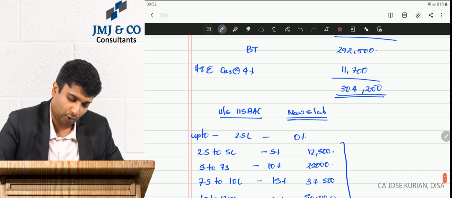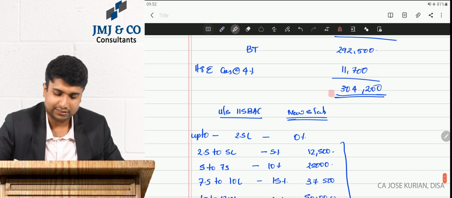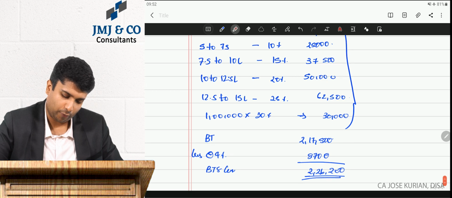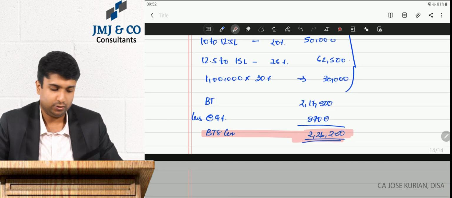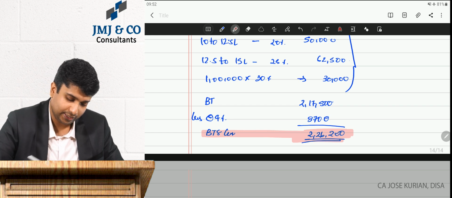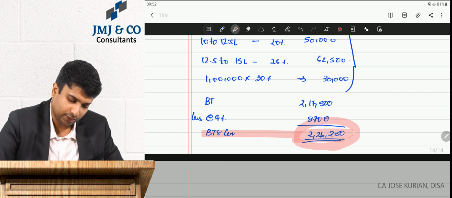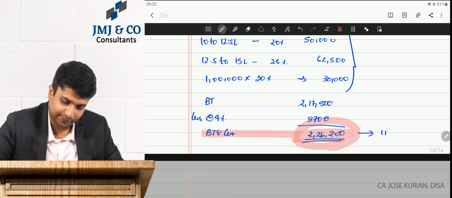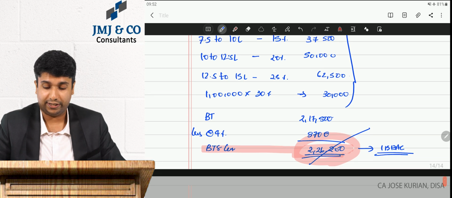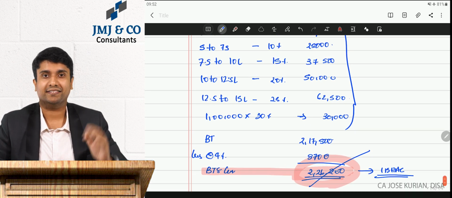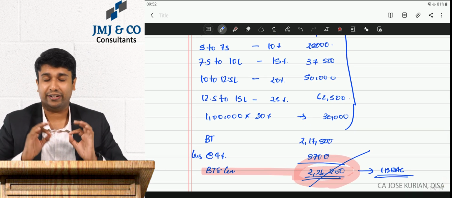Now friends, if you are opting for the old slab rate, the tax would be 3,04,200. And if you are opting for 115 BAC, the new slab rates, it would be 2,26,200. So your answer should be: assessee will definitely opt for 115 BAC rate of taxes, and the tax liability would be 2,26,200. And this is the final answer to part B. I hope it is clear. It's actually a very good question.